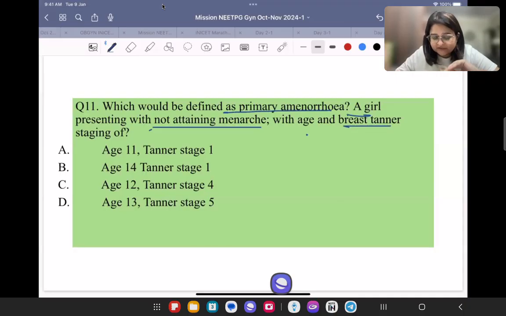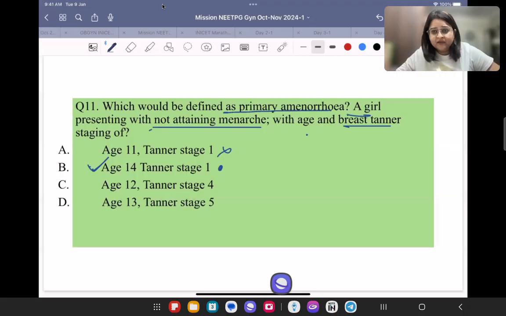So let's look at the scenario. Suppose a girl comes at age 11 and there is no breast development. Are you worried? No, you're not worried. Why are you not worried? Because you can wait till the age of 13 years. है ना? Age 14, tanner stage 1. Are you worried? Yes. By 13 years, secondary sexual characters should have developed.